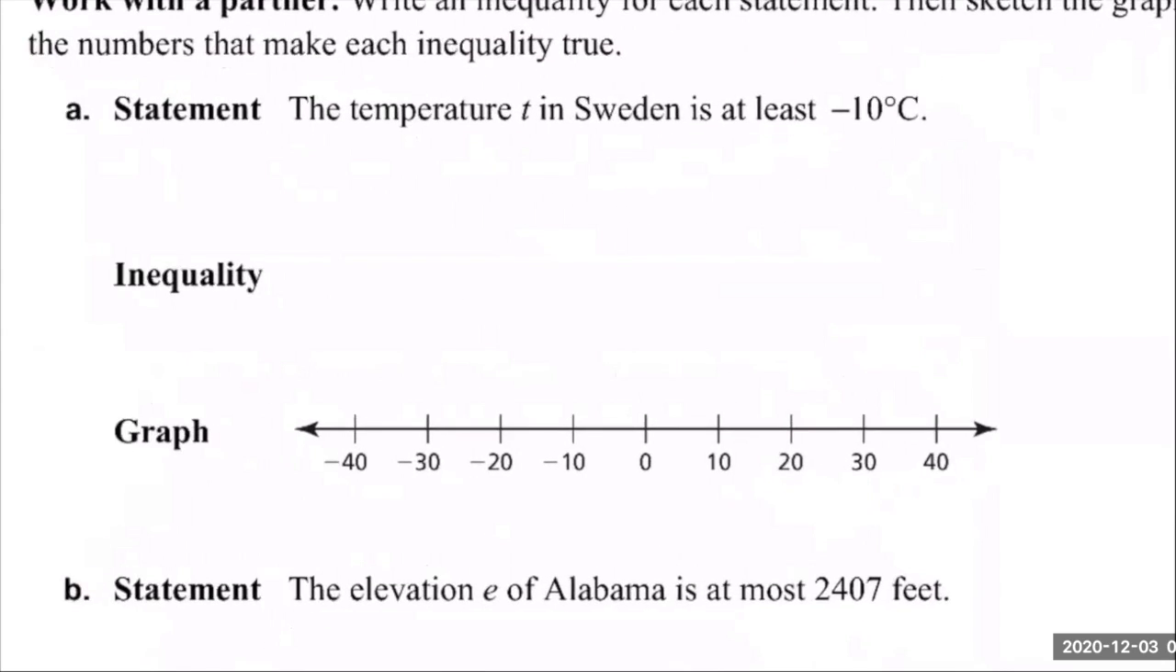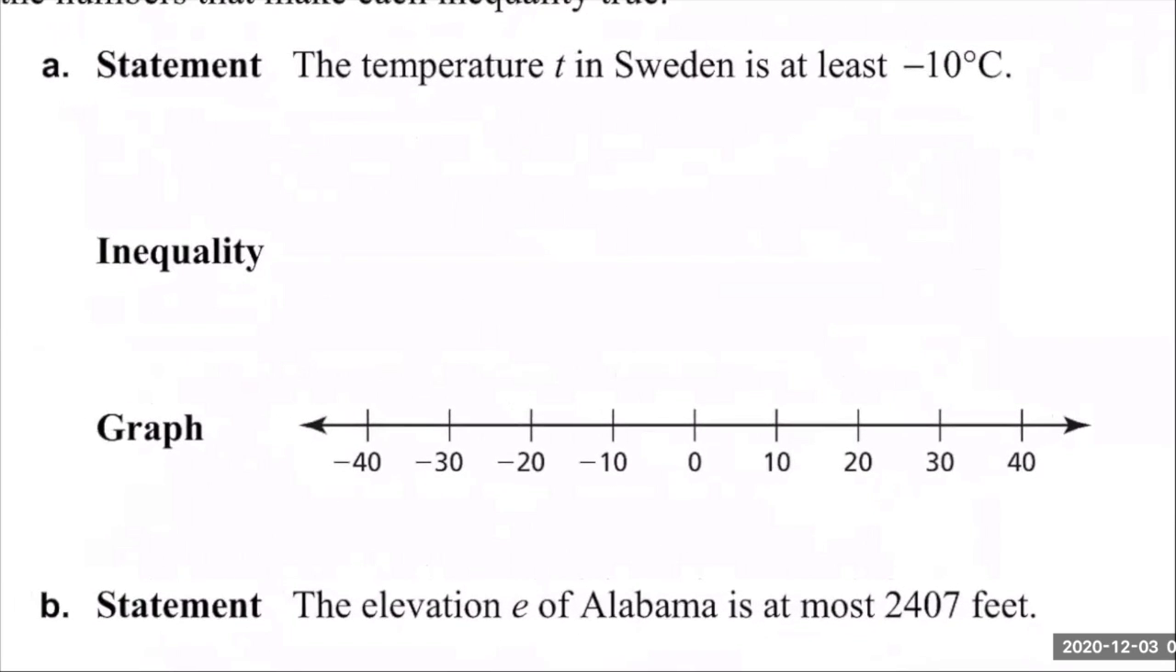So, what we are going to be doing on exploration 1A and B is we are going to read a statement, create an inequality, and then graph that inequality on a number line. So the statement is the temperature T in Sweden is at least negative 10 degrees Celsius. The three big things that we like to notice is the variable, so that would be T, the number that we're going to be using, and then the phrase at least.